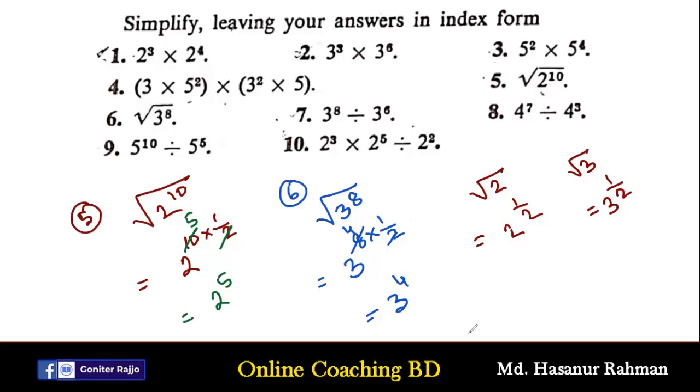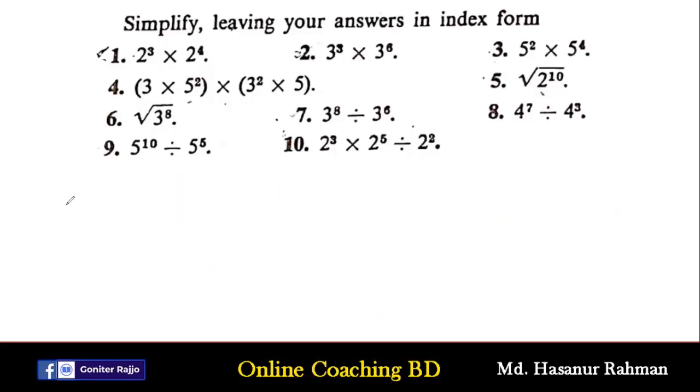Now go to number 7. Number 7 says 3 to the power 8 divided by 3 to the power 6. So when we see the division sign between two index forms, then we have to think about the base. If the bases are the same, then we only have to subtract the powers. So 3 to the power 8 minus 6, that is 3 squared. Okay, that is a very simple thing.